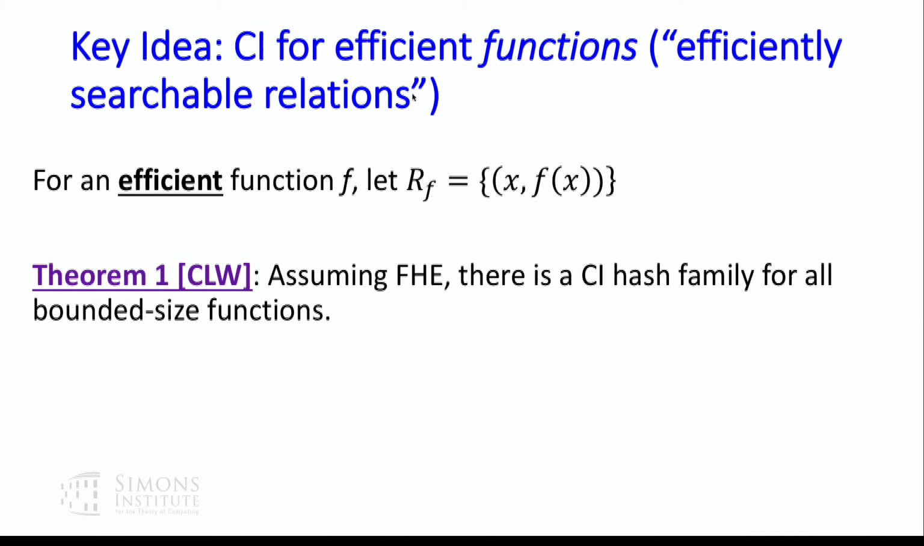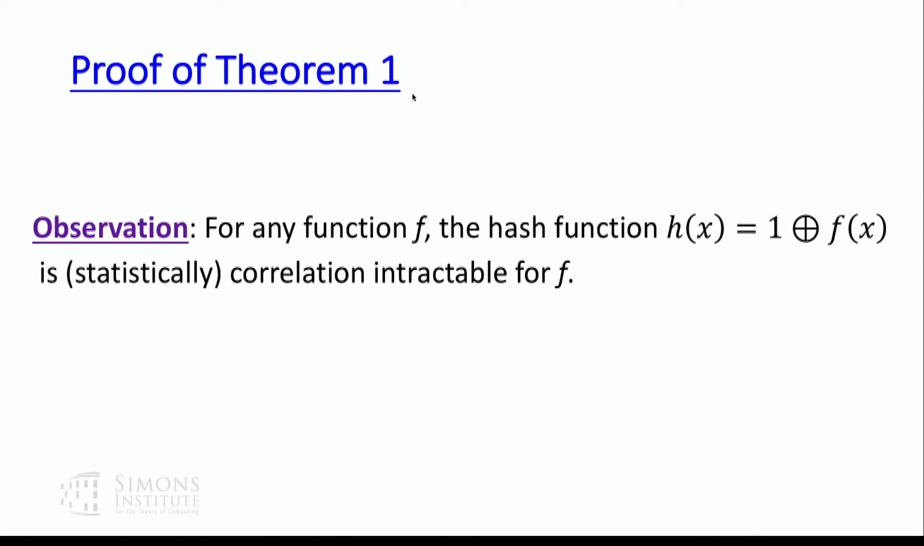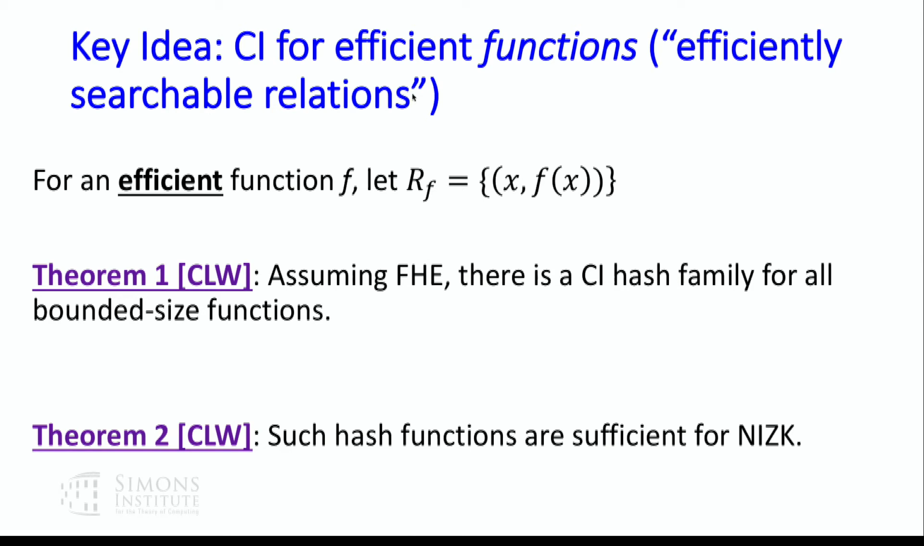So under the assumption of circular secure FHE, we construct a hash family which is correlation intractable for all functions of an a priori bounded size. And then we show that this still suffices to get NISX afterwards. I don't have that much time, but I want to say a little bit about how we do this too, because it's actually a very simple proof.